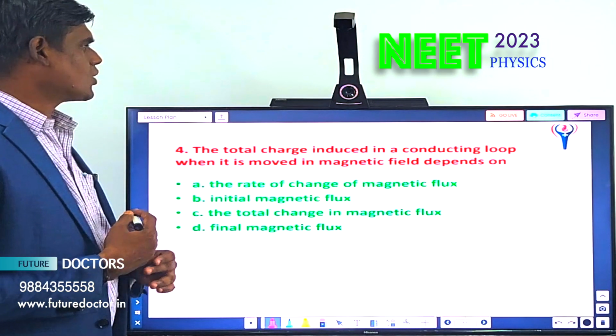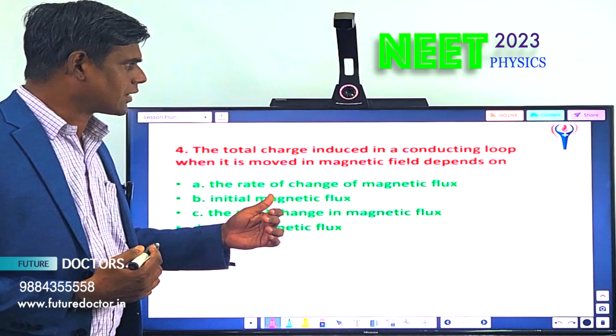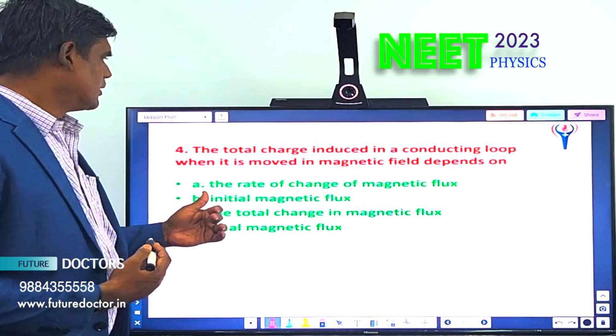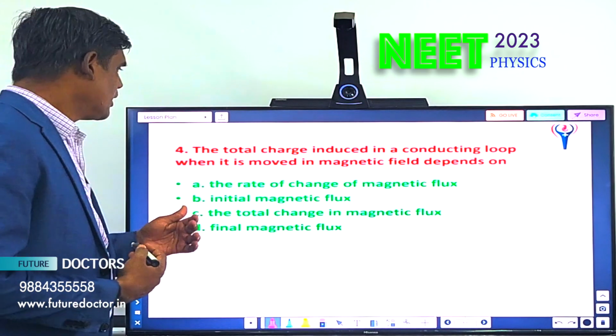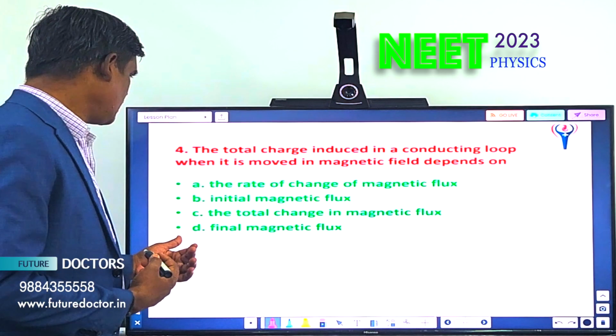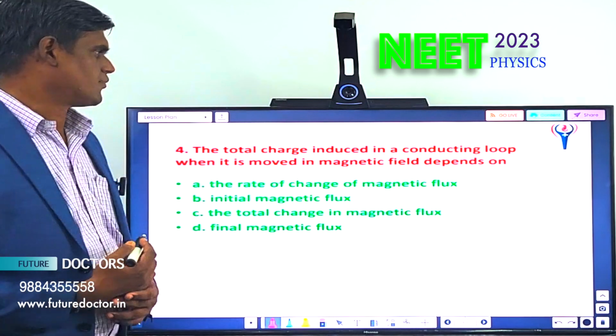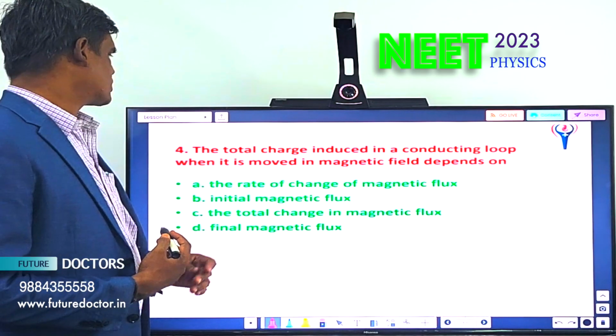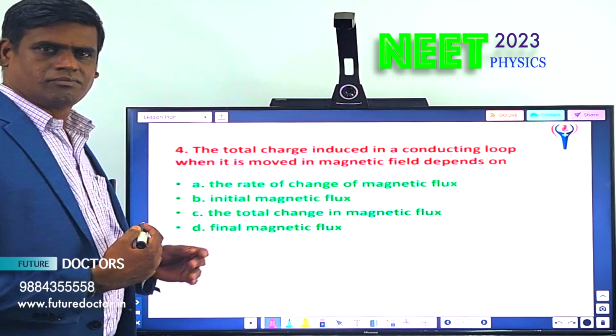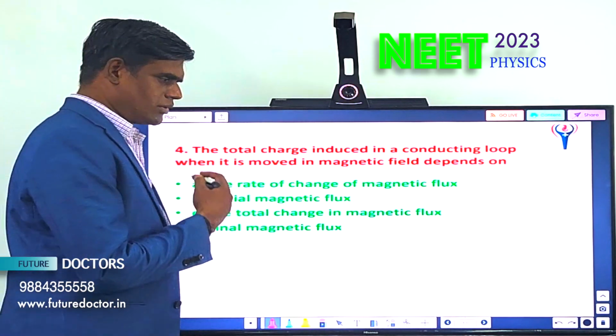The total charge induced in a conducting loop when it is moved in a magnetic field depends on dash. A. Rate of change of magnetic flux. B. Initial magnetic flux. C. Total change in magnetic flux. D option final magnetic flux. Here that is the total charge induced. That depends upon what factor. By knowing the idea, you are able to solve this question.